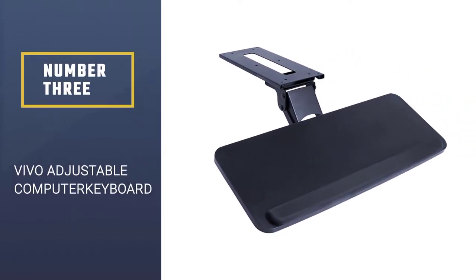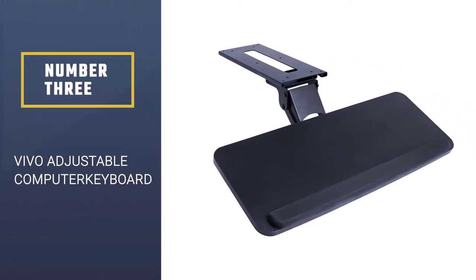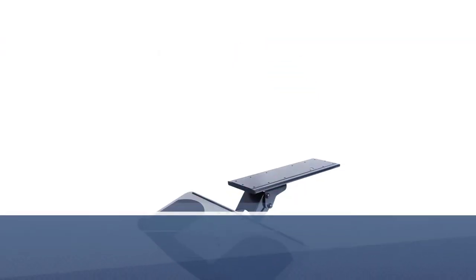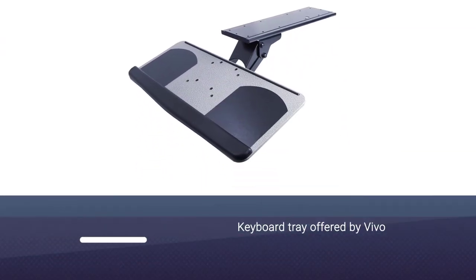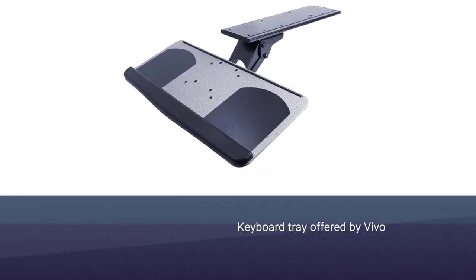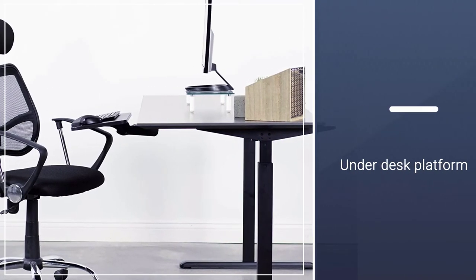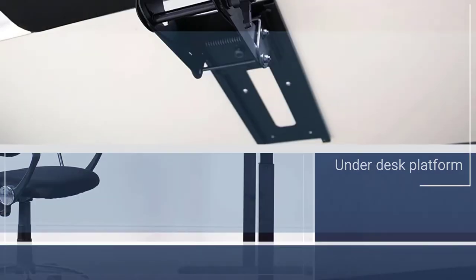Number 3. VIVO Adjustable Computer Keyboard. If you want to keep your keyboard out of the way, you might take a look at this Underdesk keyboard tray offered by VIVO. The keyboard Underdesk platform fits most keyboards and mice, and it slides on a 14.5 long and 6.25 wide track.